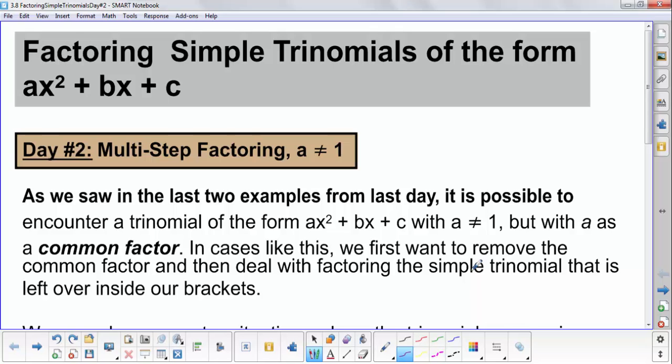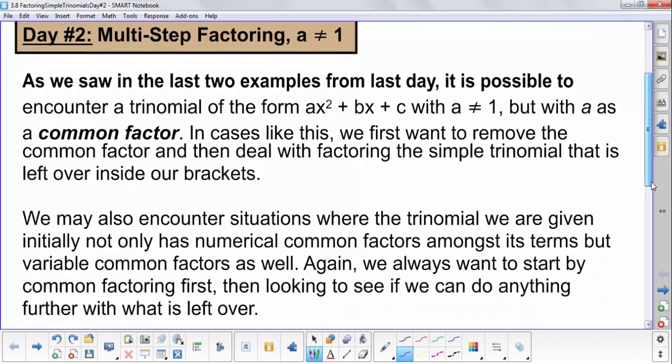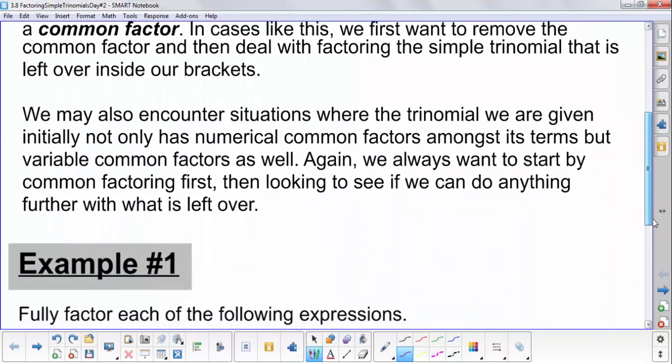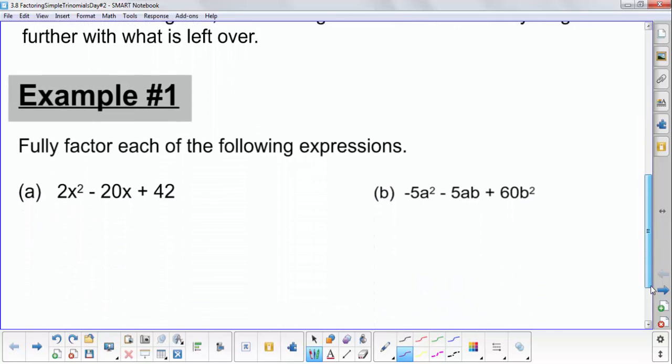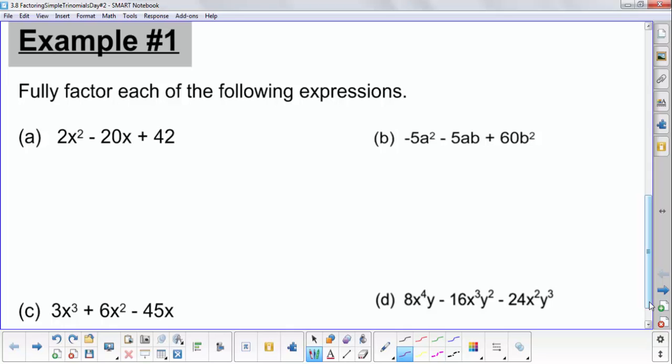We are going to factor simple trinomials again today, but this time we are going to have to take a few steps before we get to our final answer. As you saw near the end of yesterday's lesson, there are a few examples where our trinomial was in the form of ax squared plus bx plus c, where our coefficient on x squared was not 1. And so we actually had to common factor first. So we're going to focus on a lot of examples like that today. We will scroll down here, and we'll try a few of those out.